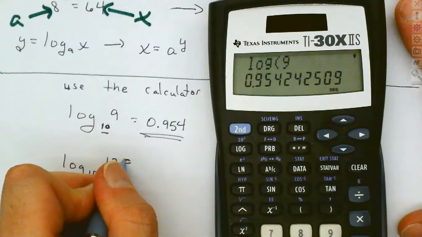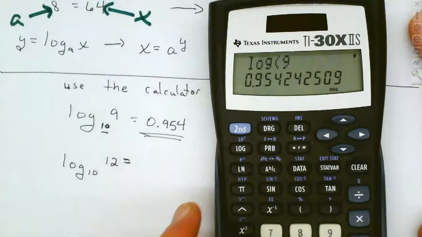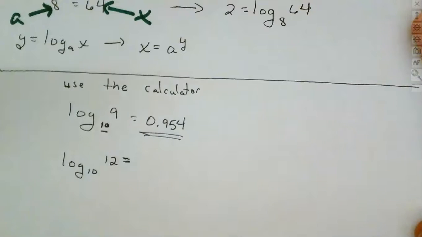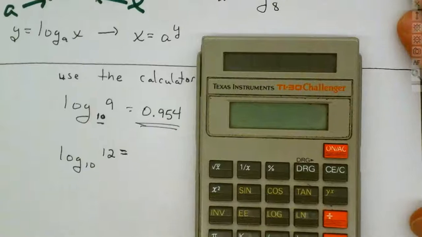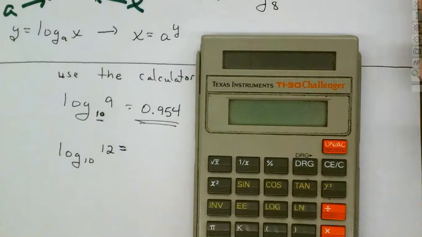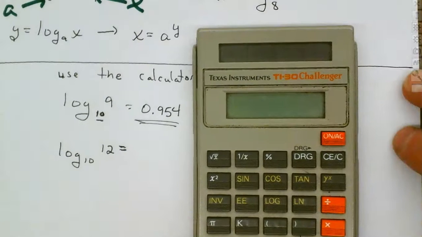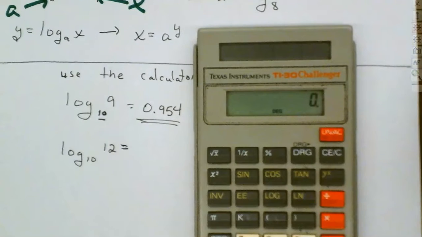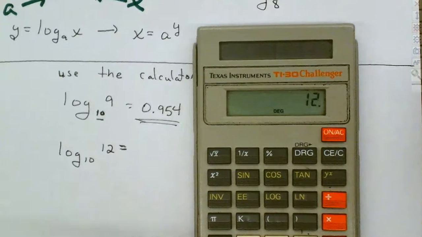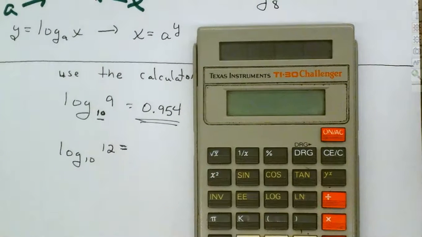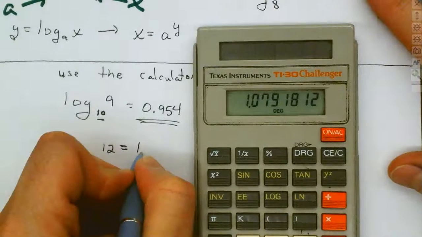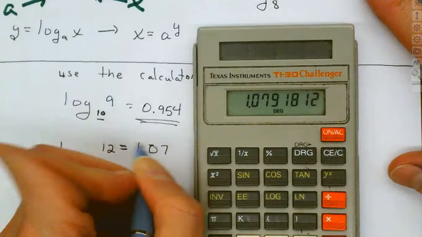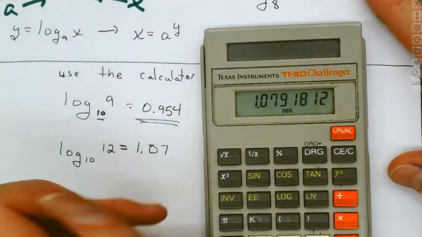What would log of 12 be? I'll use the other calculator to show you. It's going to work out the same way, a little bit different though. In this style of calculator, if you have this old style, how does it work? Well, in this one, you've got to type your number in first, and then the logarithm key. And that gives you 1.07, if we round.